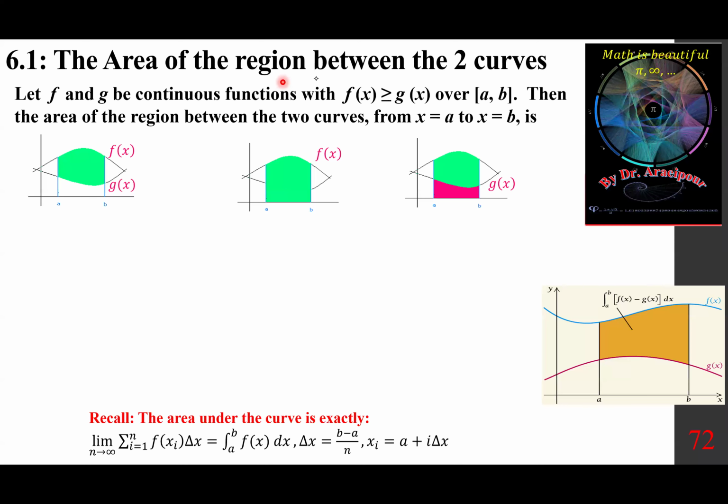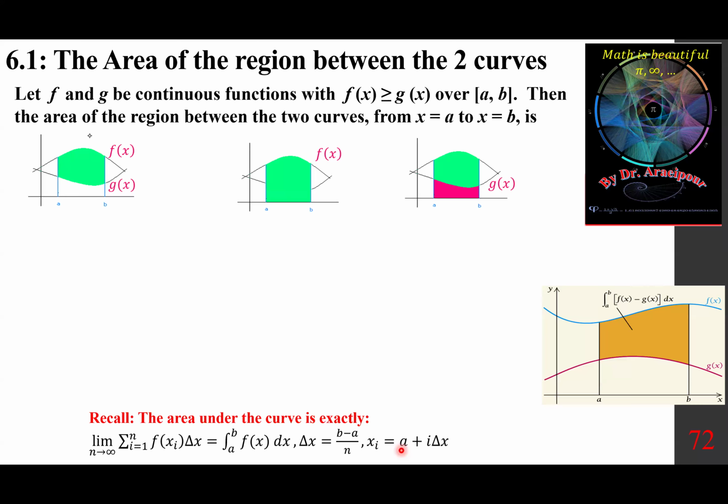The area of a region between two curves, section 6.1. First, recall the area under the curve is exactly the limit as n goes to infinity of the summation of i from 1 to n of f of x sub i delta x, which is the same as the integral of a to b f of x dx. If this is a positive function, it's area under the curve. If it's not, it's the difference of areas, where delta x is b minus a over n, and x sub i is a plus i delta x. So that's the first thing that I want to remind everybody.